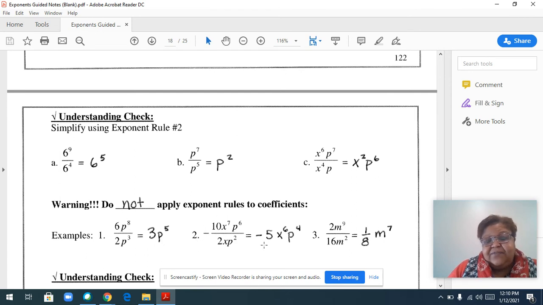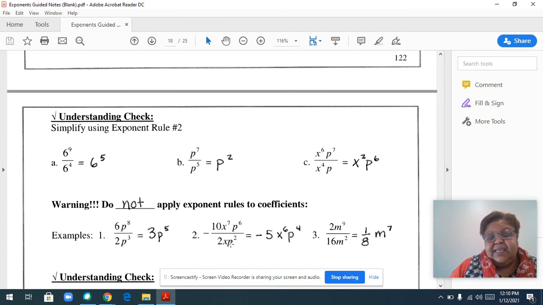Here, that negative in front has nothing to do with the exponents. Negative 10 times x to the 7th times p to the 6th, divided by 2 times x times p squared, or p to the 2nd power. 10 is not raised to the 7th, and 10 is not raised to the 6th. The coefficients have nothing to do with the exponents. 2 is not raised to the 2nd power. So I simply do negative 10 divided by 2, which is a negative 5. Now remember, write that 1 there for that x. So 7 minus 1 is 6. 6 minus 2 is 4.